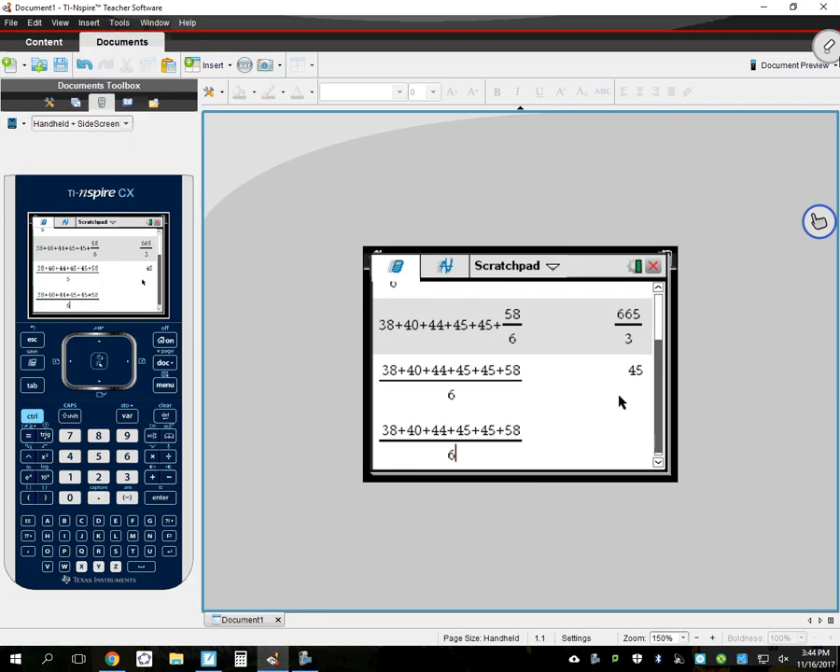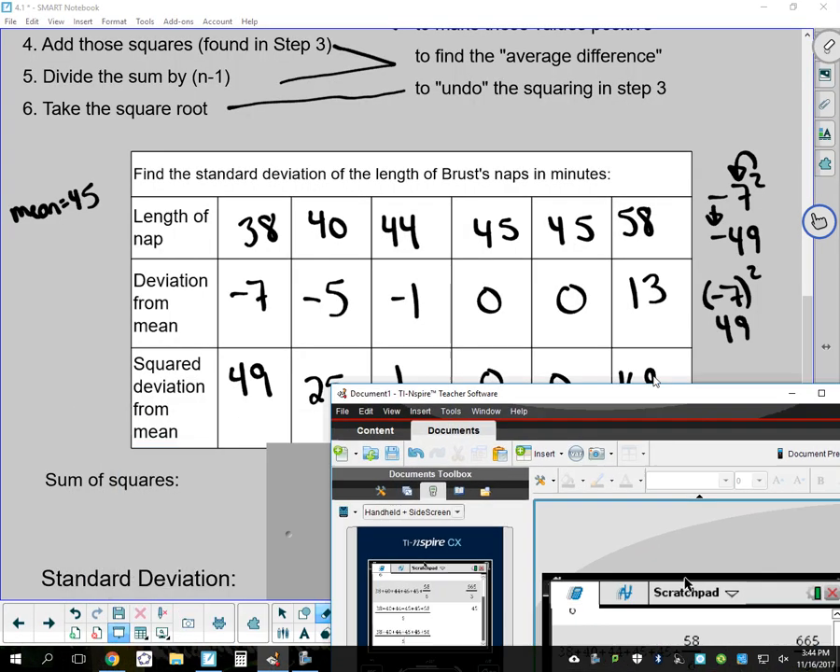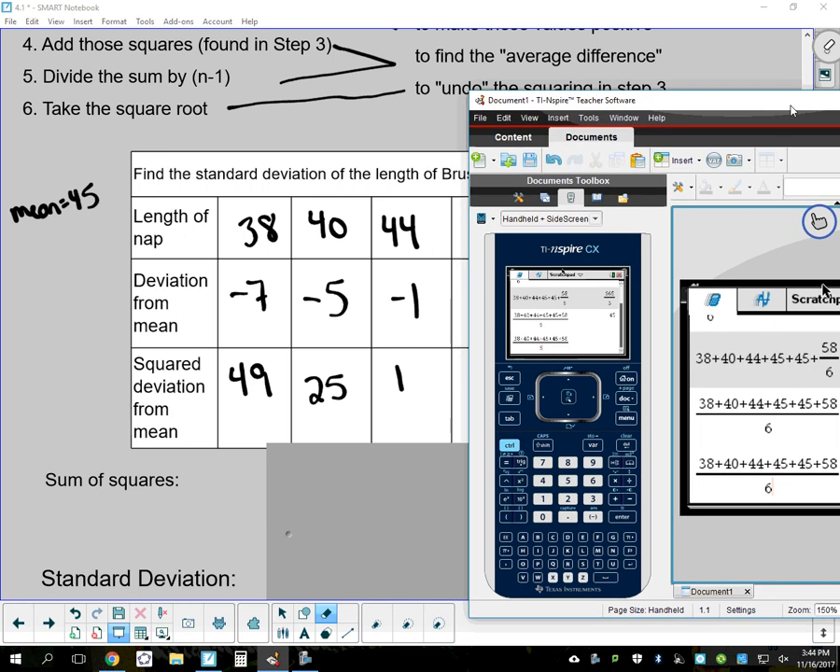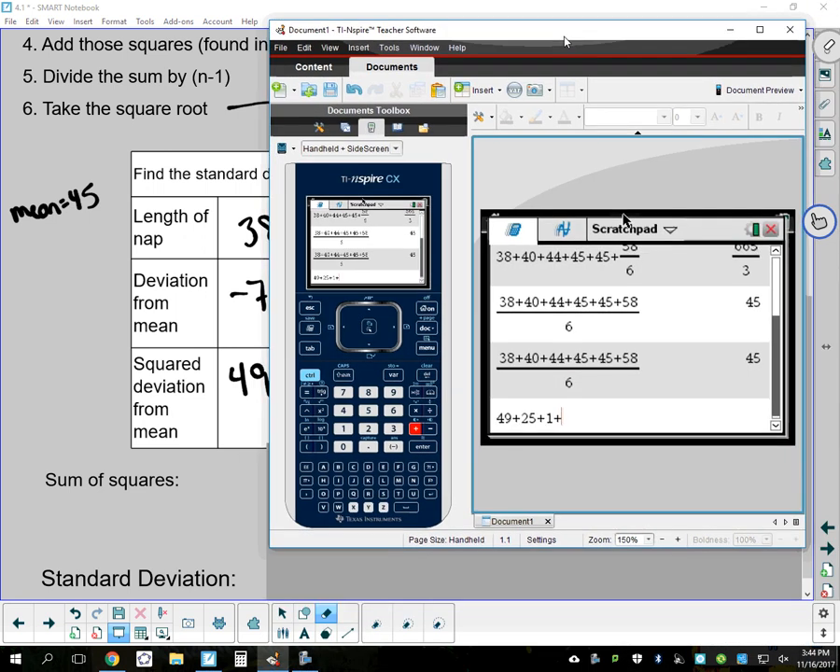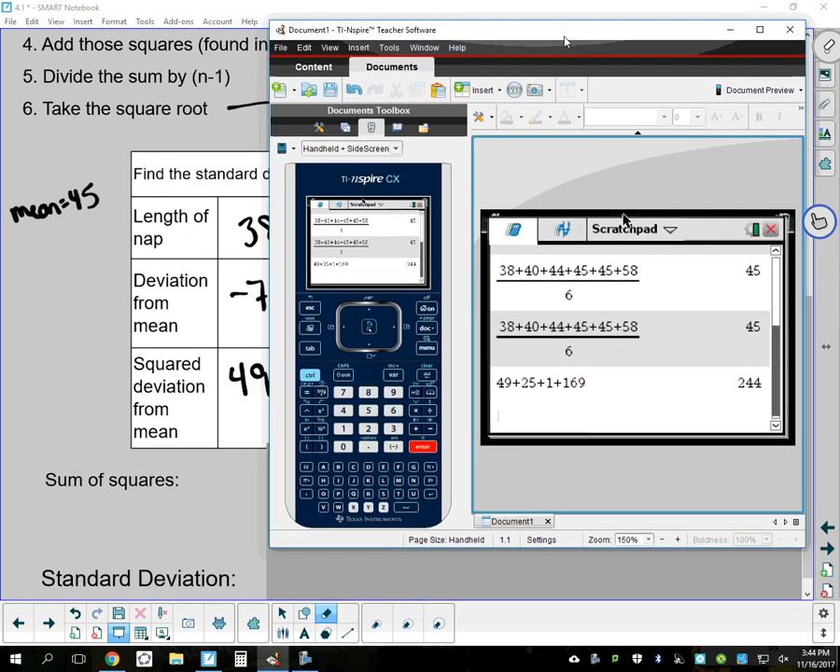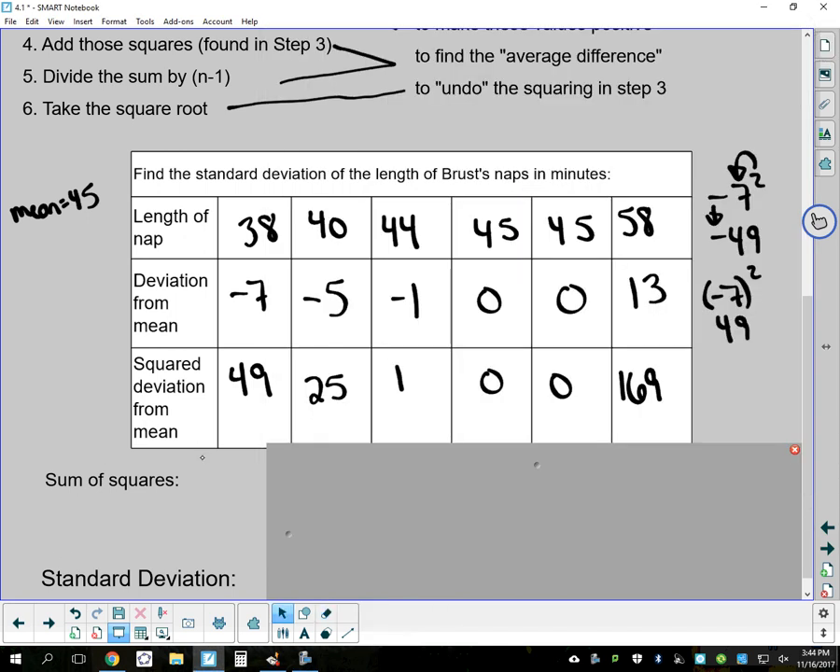Don't have a good way to be able to see everything. Yeah, let me just try. Okay, so 49, 25, 1, 0, 0, and 169. So I don't need to add the zeros, obviously. Okay, so that gives me 244.